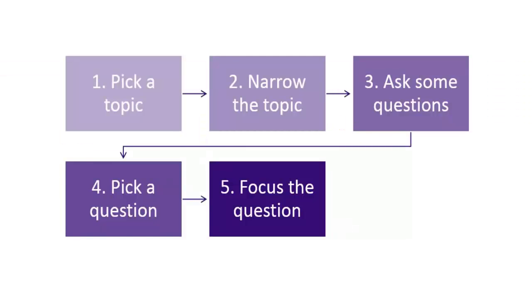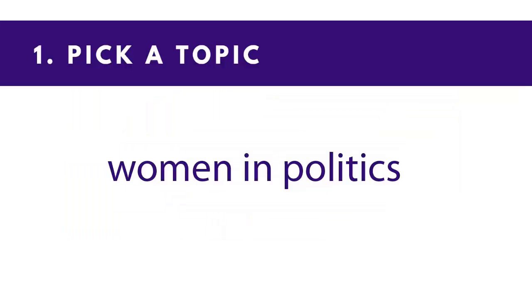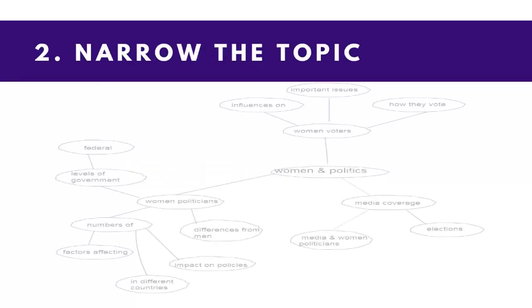We'll follow some steps. First, pick a topic you're interested in. Then find one aspect of the topic you want to focus on. Think of some questions you could ask about that aspect of the topic. Pick one, then focus it to be sure it's a good question. We'll go through these steps using our example. First, pick a topic you're interested in, like women in politics.